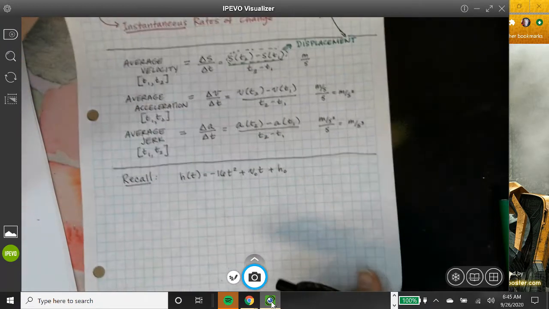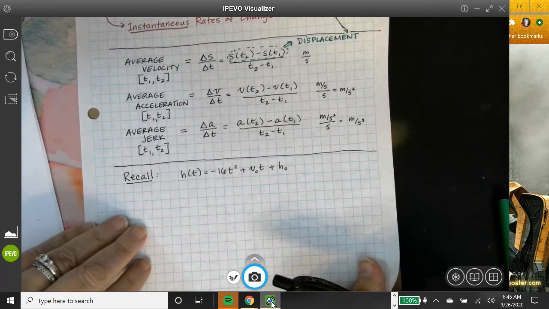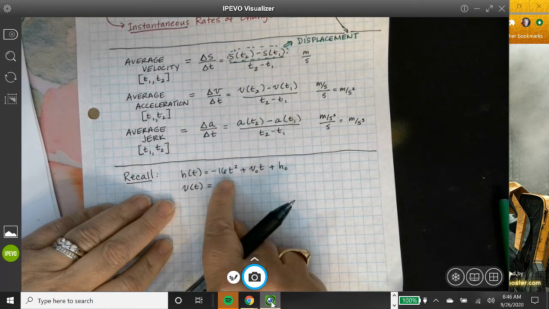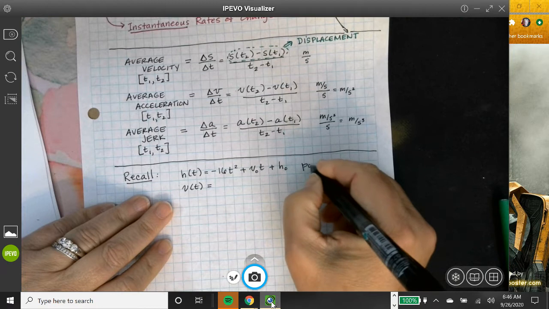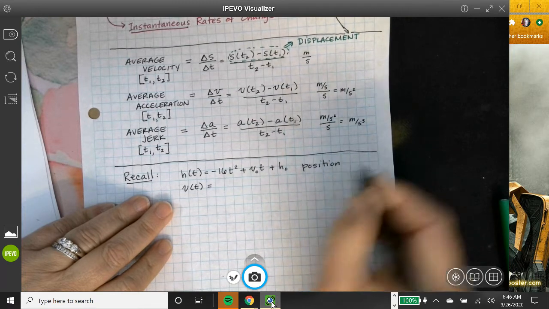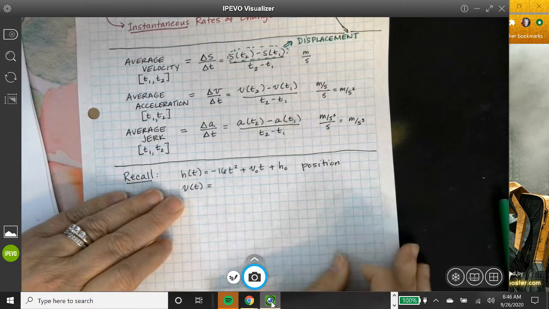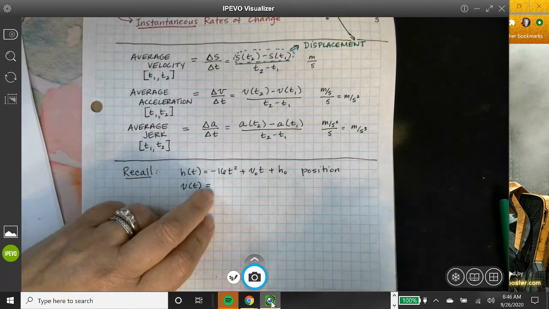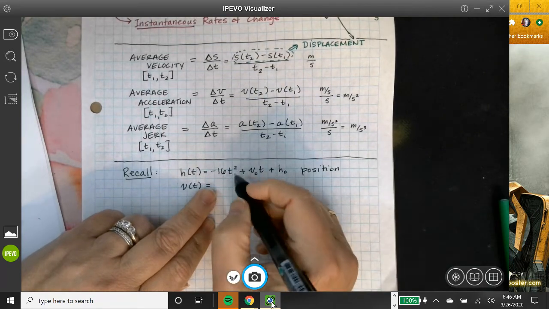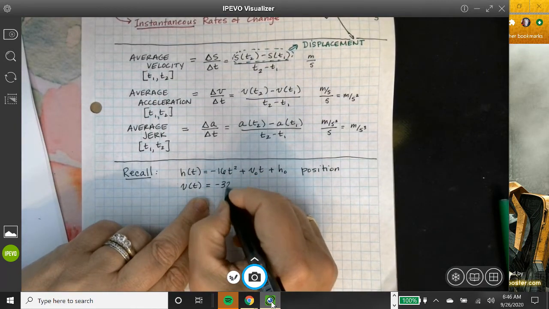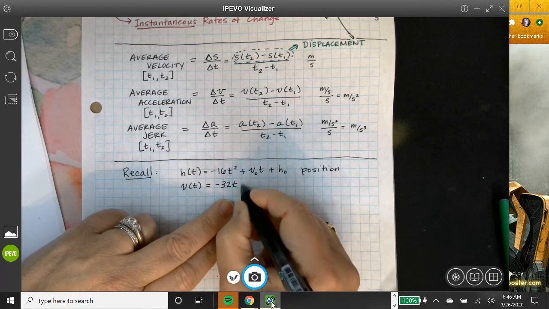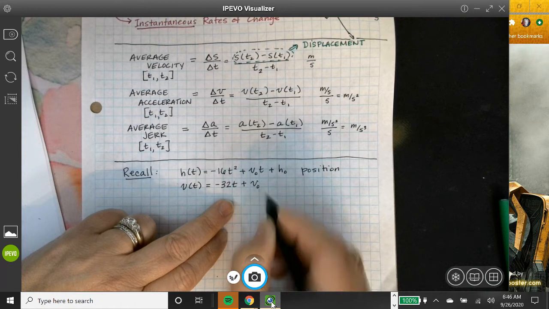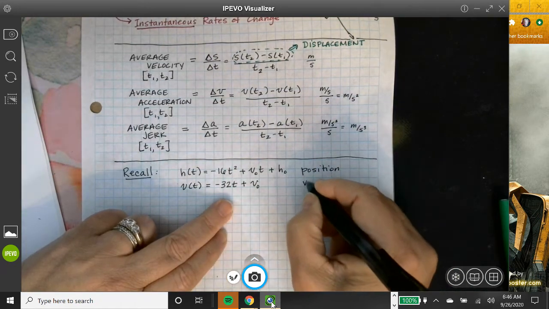Okay, now how do we do that? Well, the instantaneous rate of change, or the velocity, is the derivative of the position, because this is position. All right, so let's take the derivative. Well, you use the power rule here, and we could say that it's going to be negative 16 times 2, which is negative 32t, plus the derivative of v original times t, which would just be v original. And that would be the velocity function.